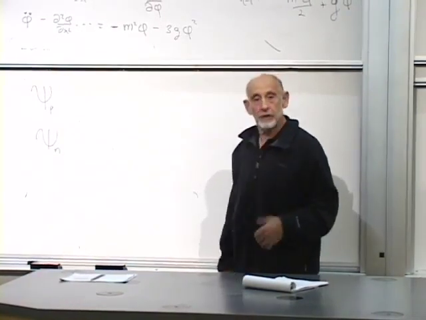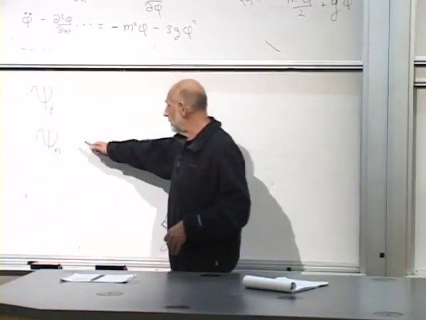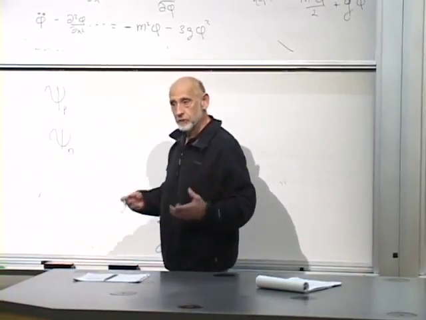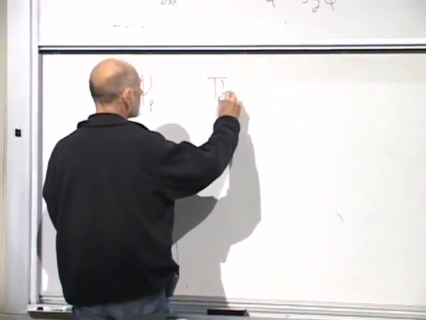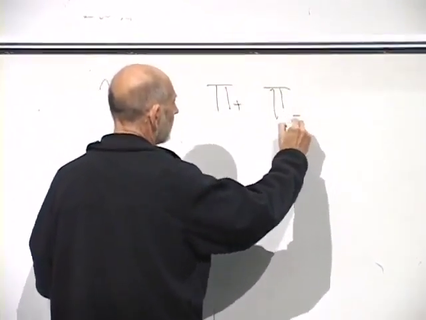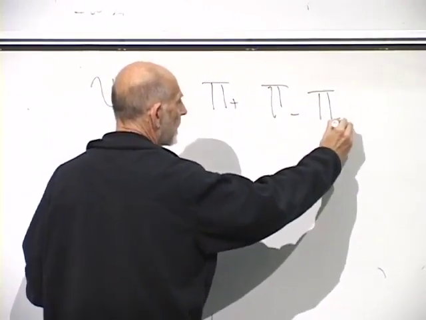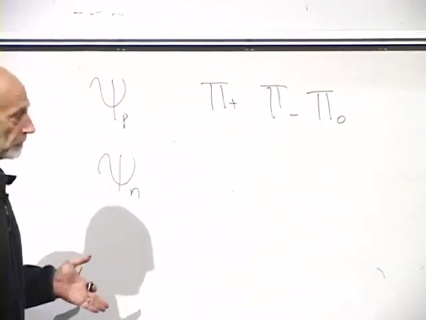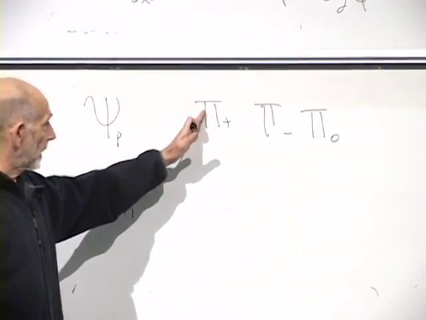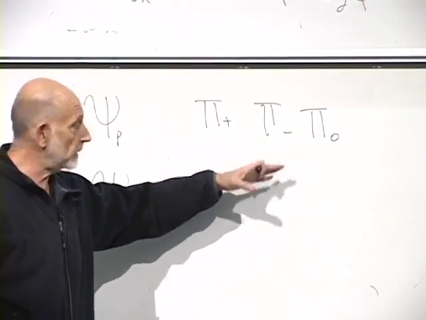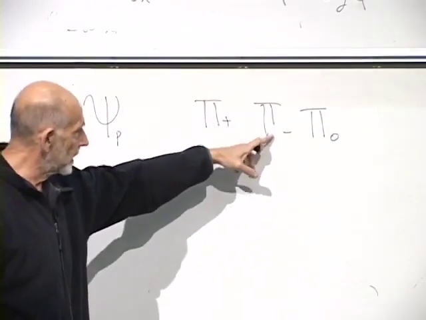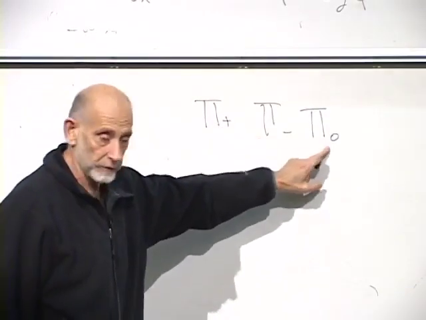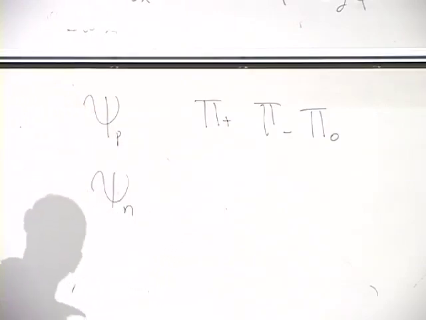They're scalar particles. These are Dirac particles, and pions are scalar particles. They come in three varieties: pi plus, pi minus, and pi zero. What is a plus, minus, and zero? The electric charge. The electric charge of a pi plus is plus 1 unit in units of electron charges. This one is negatively charged, and this one is electrically neutral. The proton is positively charged, the neutron is neutral.